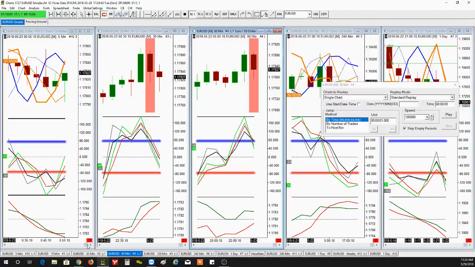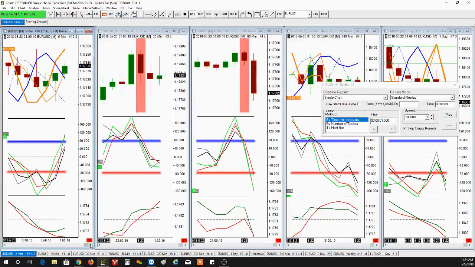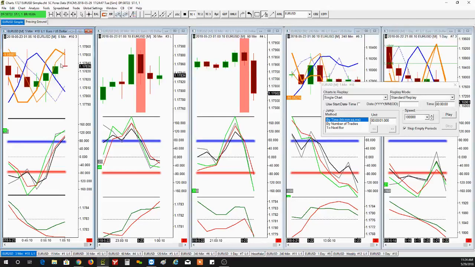So we need it overbought on the 5-minute. So 5, 10, there it is. Probably happened right there as it was forming. But we'll take it from here. And we need a short for 5 pips.